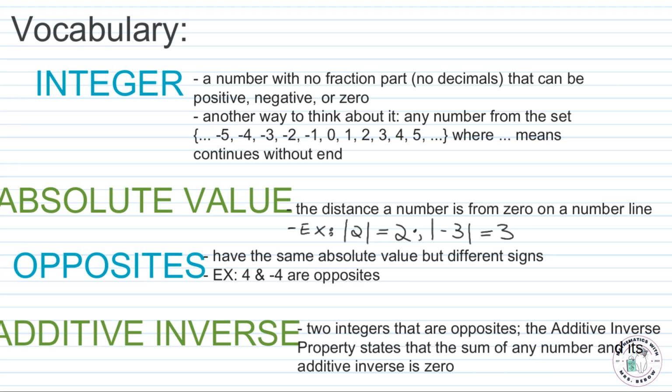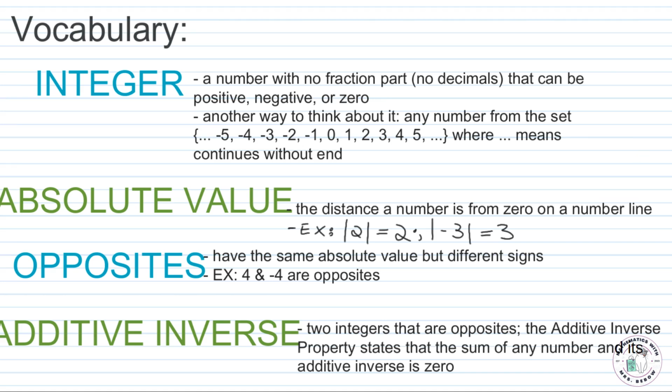So to review some important vocab, we have integer, which is a number with no fraction part, which also means no decimals, that can be positive, negative, or 0. Another way to think about it is that it's any number from this set: ..., -5, -4, -3, -2, -1, 0, and so on, right? Where the ... means it continues without end. So integers, there's an infinite amount of them.